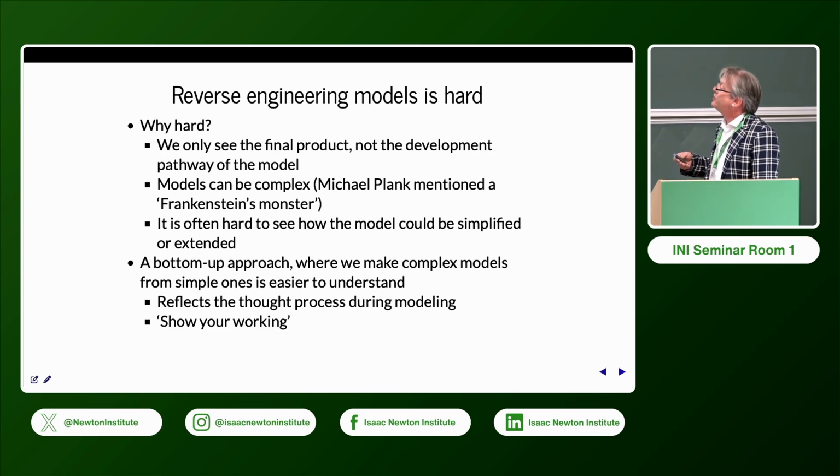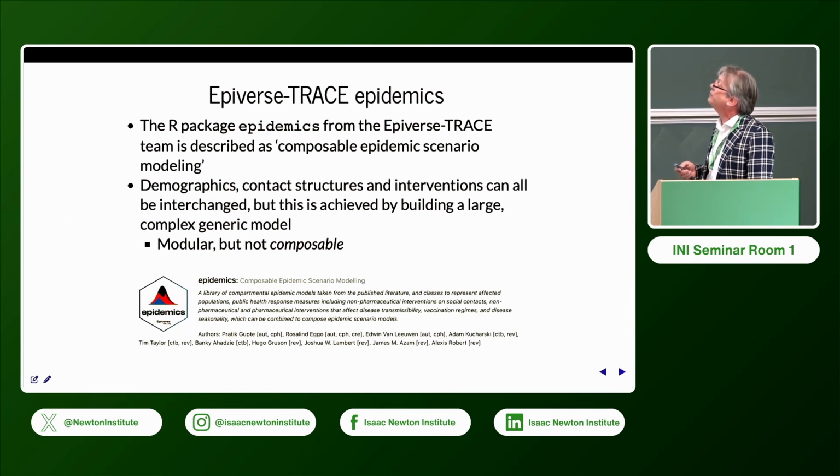And it's often hard to see how a given model could be simplified, because it can be in many cases, or extended if you needed to add more compartments, more flows, and so on. But a bottom-up approach where we make complex models from simple ones is easier to understand. It also reflects the thought process during modeling, and when we're at school, in maths classes, we're all encouraged to show our working. We get extra points for showing our working. So can we do this when we're building models?